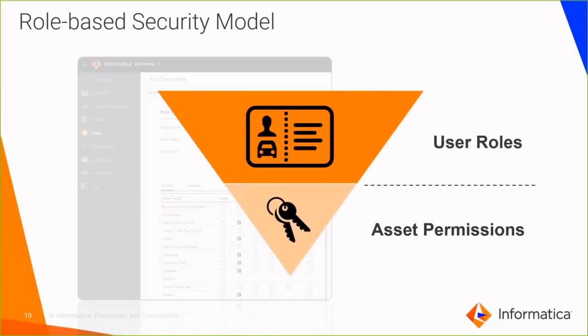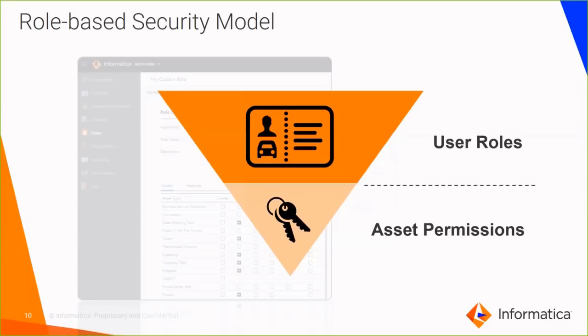To explain role-based security in simple terms, the easiest way to understand this is with the analogy of a driver's license. The key point here is you simply cannot give the key to your car to a person who doesn't have a driver's license. Similarly, you simply cannot grant permissions to a person on an asset without granting that user a proper role, right?